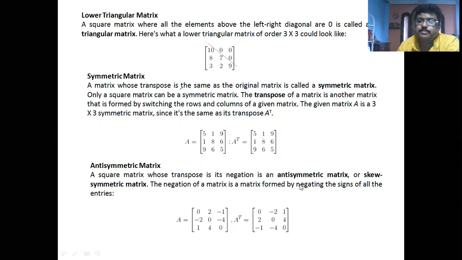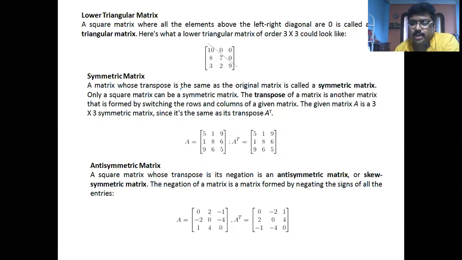Now the symmetric matrix. What is the symmetric matrix? A matrix whose transpose is the same as the original matrix is called a symmetric matrix. Only a square matrix can be a symmetric matrix. The transpose of a matrix is another matrix that is formed by switching the rows and columns of a given matrix.